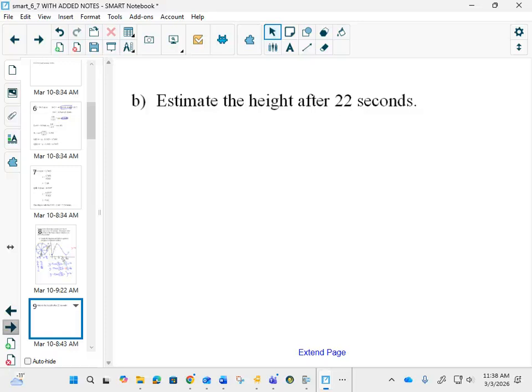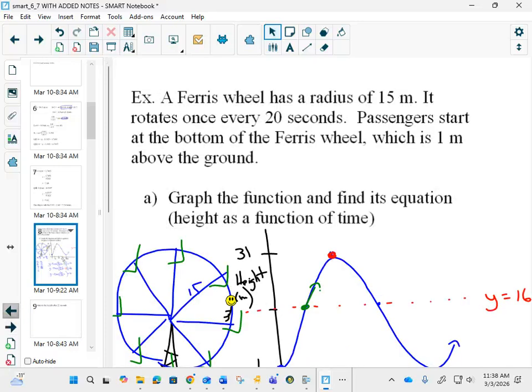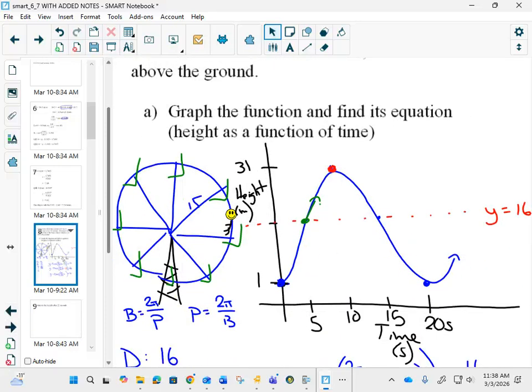Estimate the height after 22 seconds. So if I went on here, I would say, this is an estimate, so I'm going to go, okay, 22 is right there. If I go up from that graph, I'd hit it there and go over. I have to come up with a number that I would guess. If you guessed anything over 16, you'd be obviously way off. I'm guessing maybe 4, maybe 5. Any of those estimates would be fine.